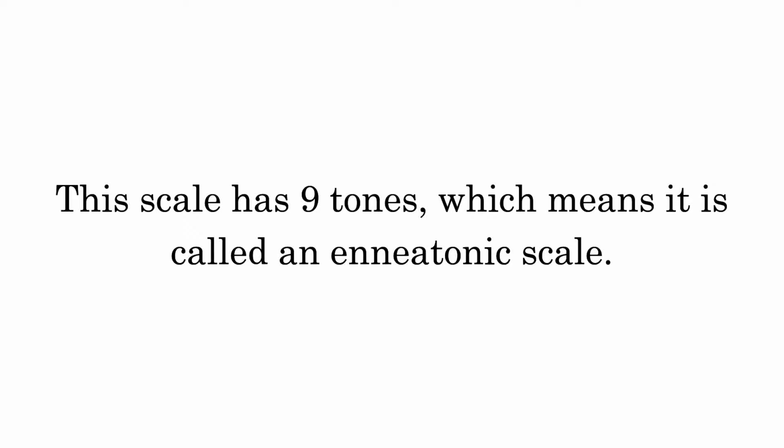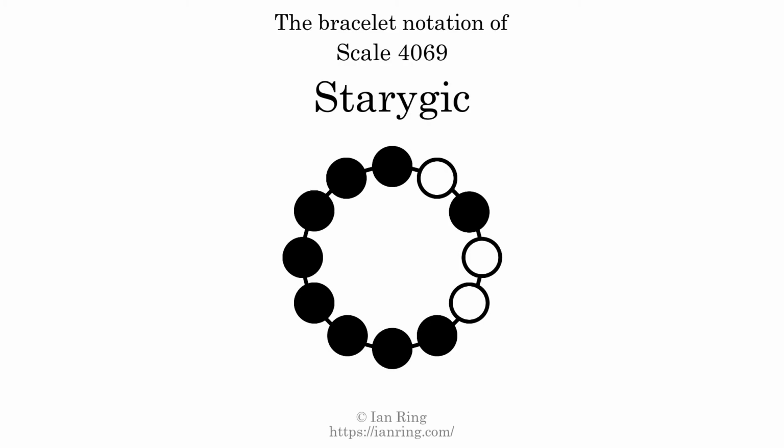This scale has 9 tones, which means it is called an enneatonic scale. This is a bracelet notation diagram of scale 4069. The shaded circles represent tones that appear in the scale, and they are read clockwise, starting at the top.